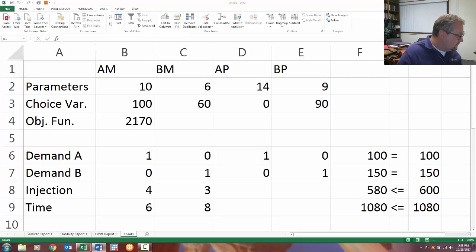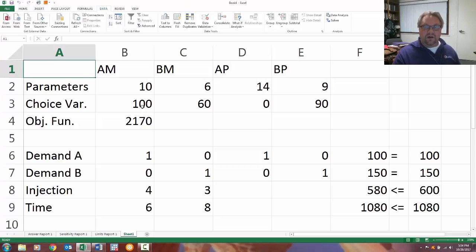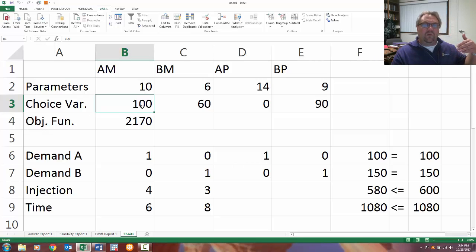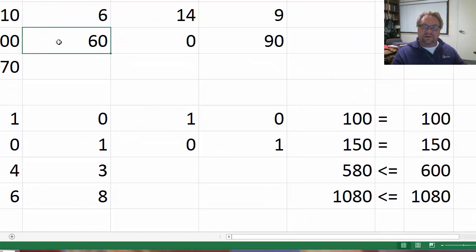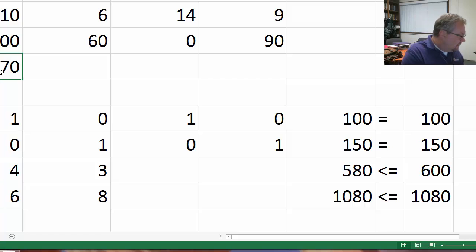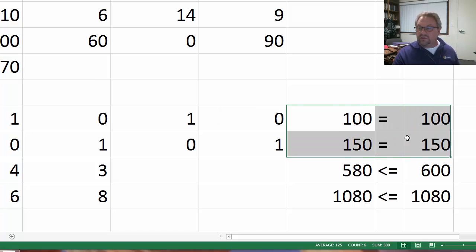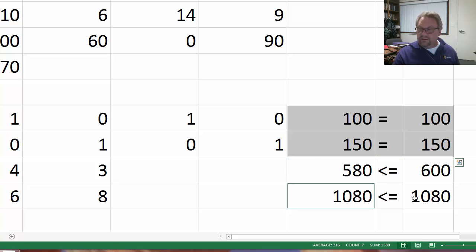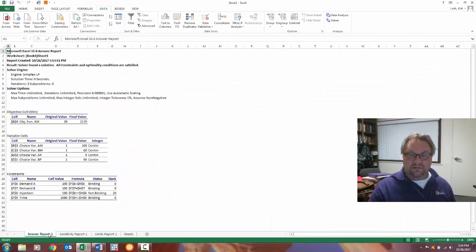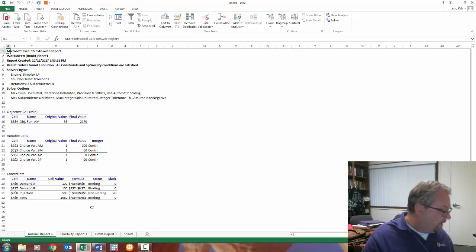Okay, so what is the optimal solution? Well, right here. I want to manufacture 100 units of product A, 60 of B, and then I want to purchase 90 units of product B. By doing so, my cost will only be $2,170. Okay, which constraints are binding? So I got 3 constraints. These 2 constraints are binding, and then so is the assembly time. Again, binding, binding, not binding.